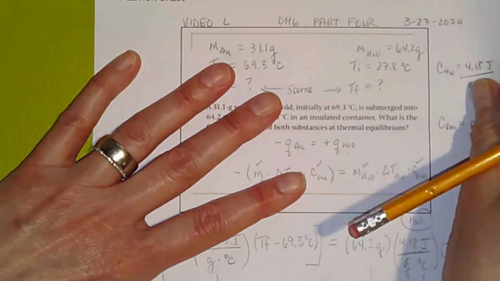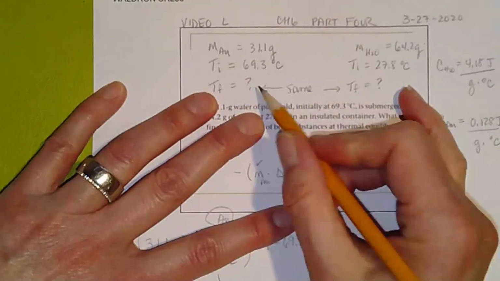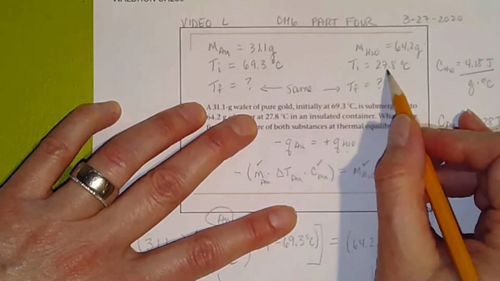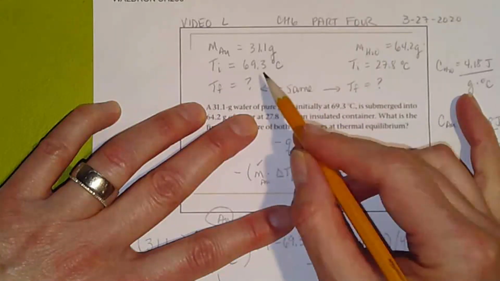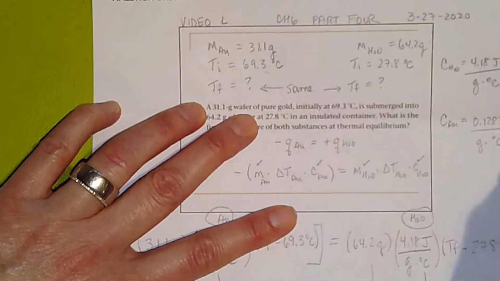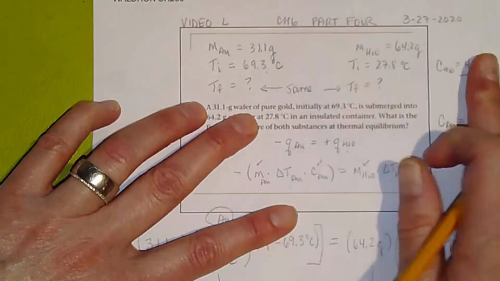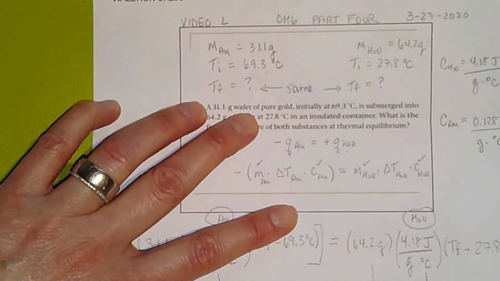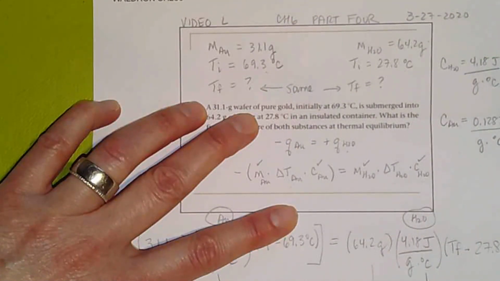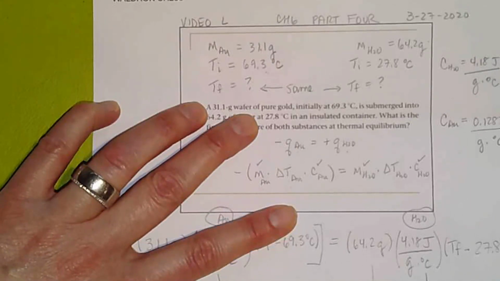If we go back to our original information, we see that we are expecting some number between 27.8 and 69.3. So the answer we have, 28.4, is in between. Note that it's closer to the water's temperature because the water has a much higher heat capacity.